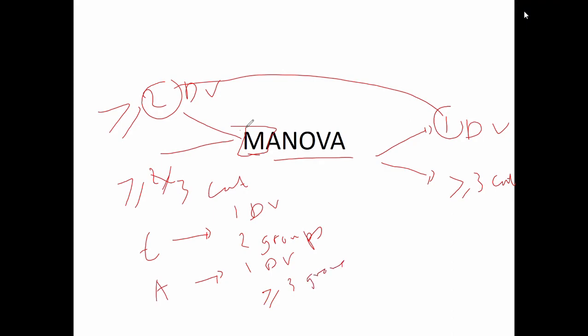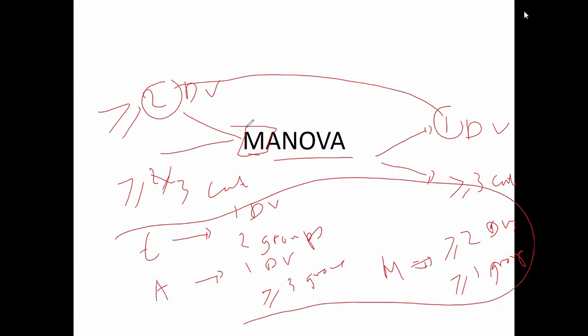And now we are going to have a look at MANOVA. In MANOVA we do have 2 or more than 2 DVs with more than 3 groups. Sometimes 2 is also possible. So these are what we are going to learn, but we are focusing on this one. All right, now I'll move on to my next slide.